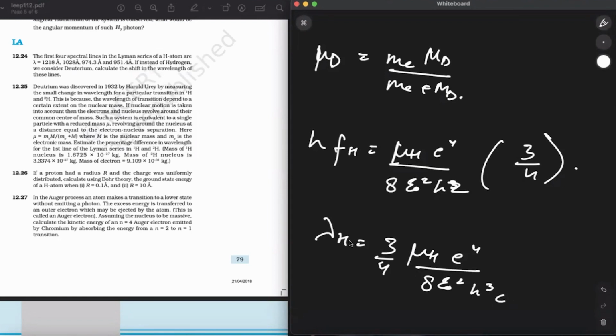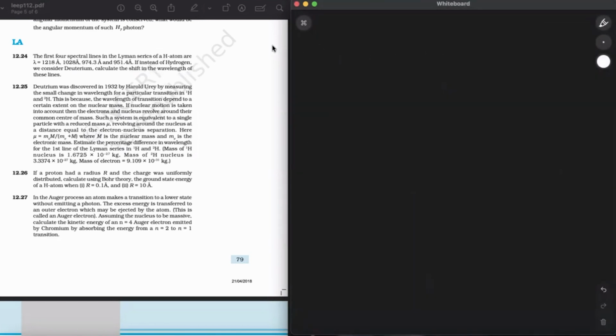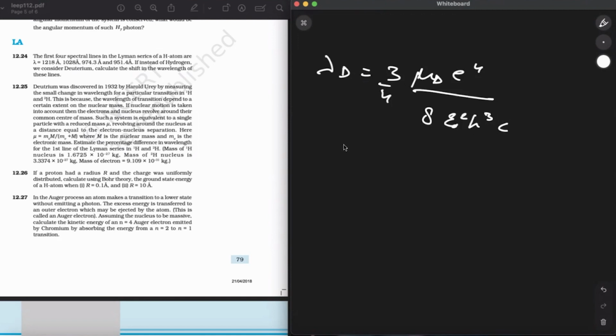This is the lambda h. Now, similarly, if I write for lambda d, it will be the same thing, just the difference will be mu d. The lambda d will be 3 by 4 mu d e^4 upon 8 epsilon naught squared h cubed c. So the difference in wavelength, delta lambda, can be written as lambda d minus lambda h.